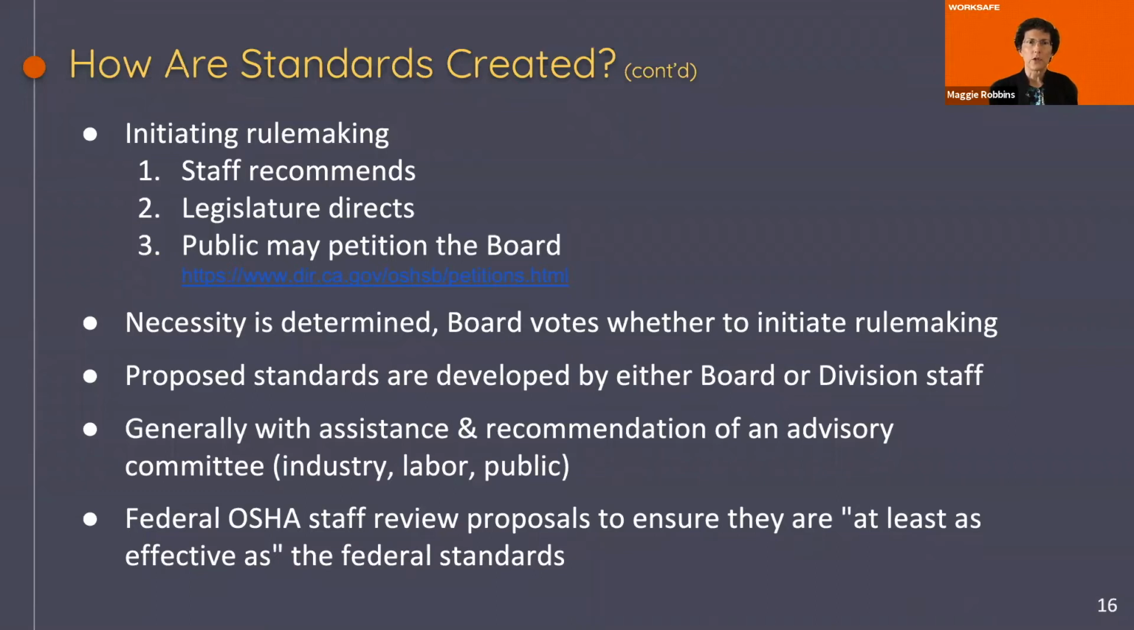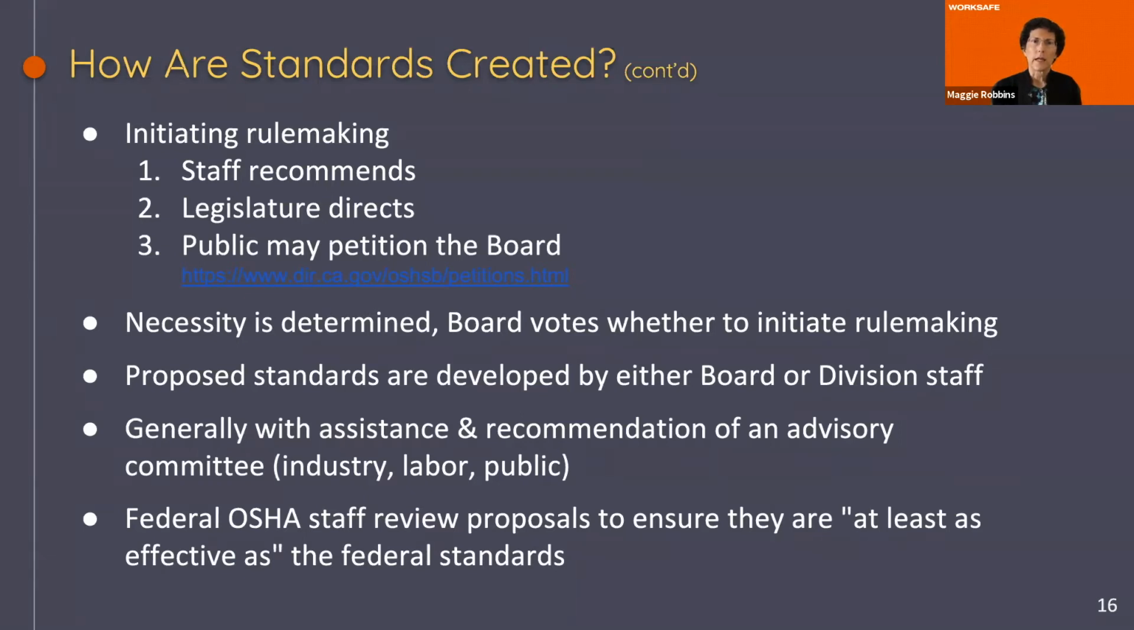Generally, they use what they call the advice and recommendations of an advisory committee, and pretty much that's anybody who wants to show up. It could be an employer, an industry group, a labor union, workers, or members of the public who have an interest and can give their input to that advisory committee about the nature of the hazard, what the language ought to say, scope, things such as that.